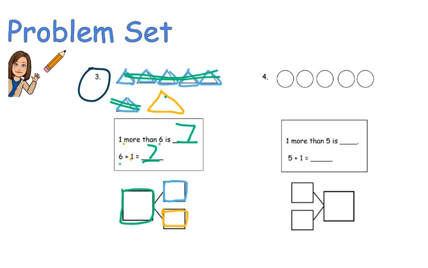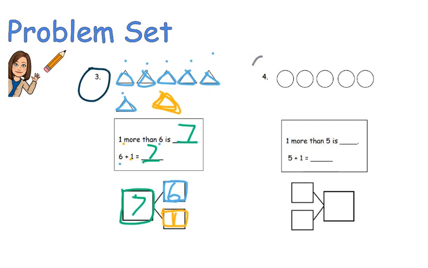All right, now let's fill in. So how many triangles are there to begin with again? Let's check. We have 1, 2, 3, 4, 5, 6. So I'm going to write a 6. And how many more did we draw? 1. So we're going to write a 1. And then how many are there now all together? 7.